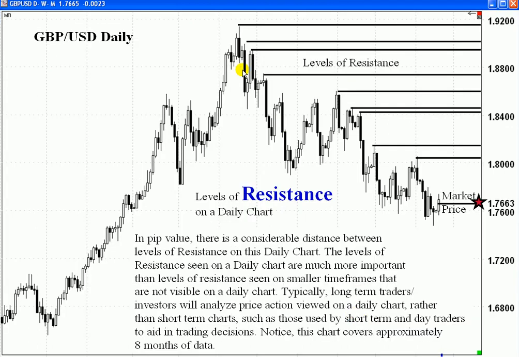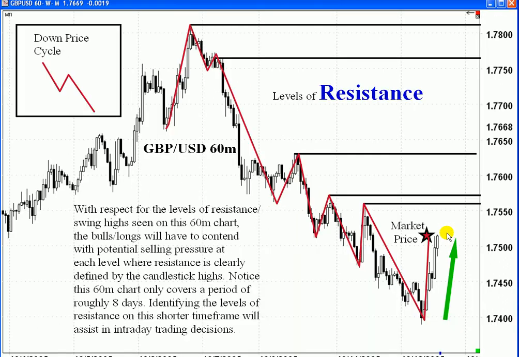This covers a period of, if you look in your books, I'm sorry, over 5 months, a period of approximately 5 months, versus a period of about 8 days. Now, if you're trading intraday, you can see how the smaller time frames, the support and resistance on the smaller time frames will be important.